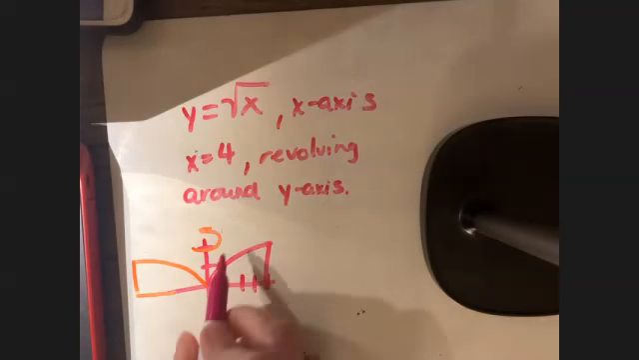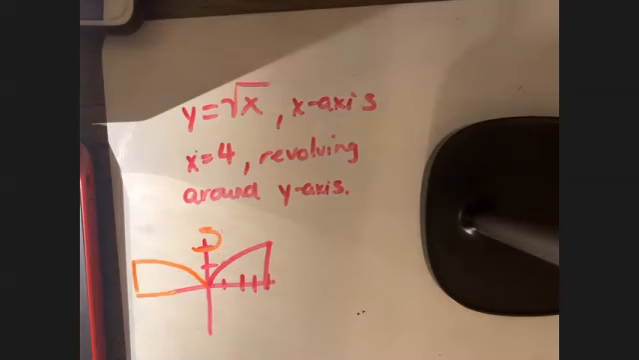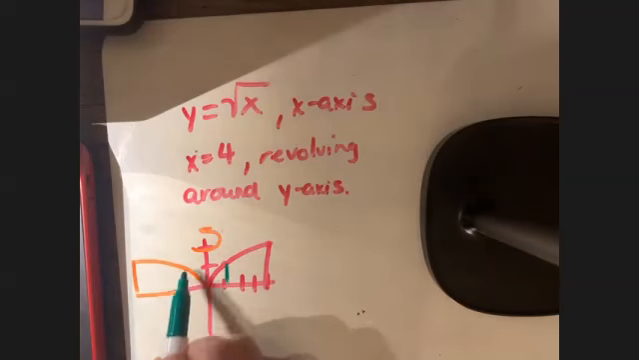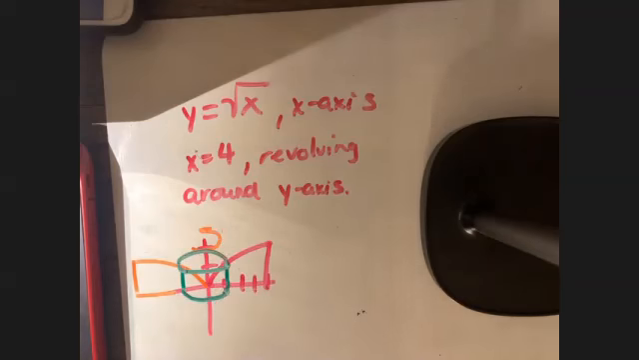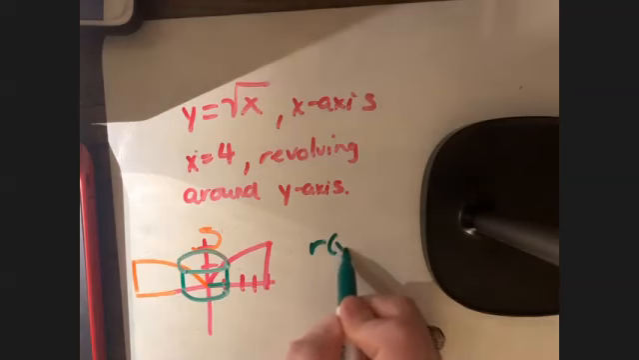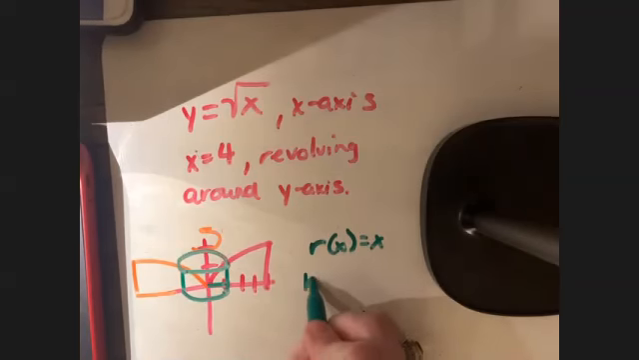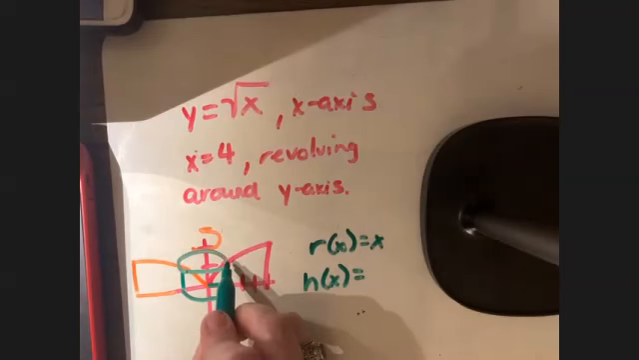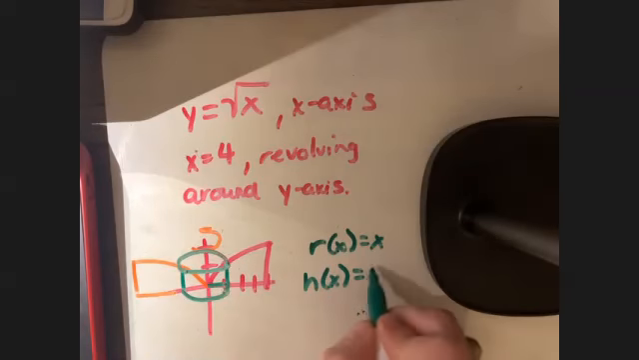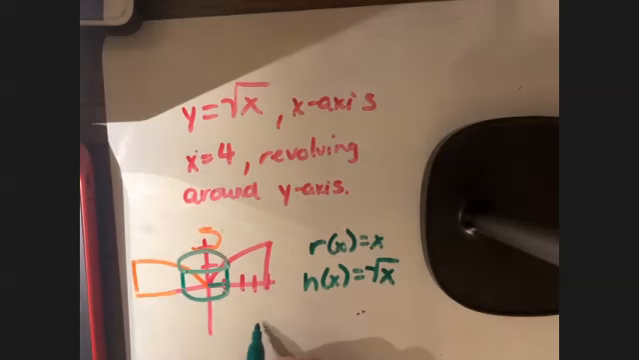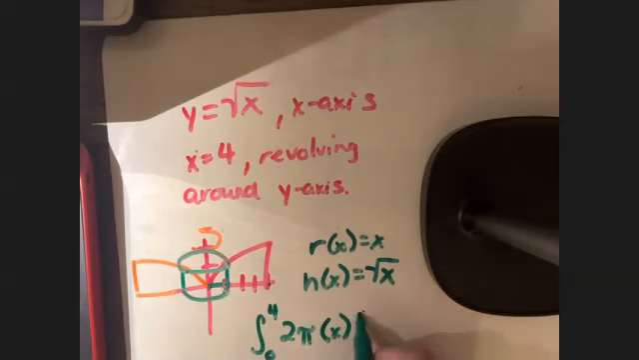So let's talk about what one of these cylinders is going to look like, okay? So let's talk about it. So the radius of this thing is just going to be x. So R of x is just going to be x. H of x is going to be our height of our function, okay? So it's going to be square root of x, okay? So now, we're integrating from 0 to 4, 2 pi, your radius function, and then your height function.